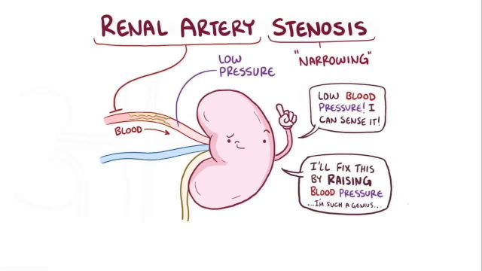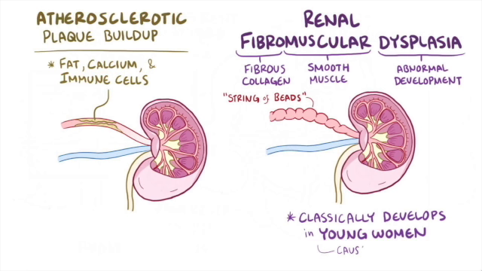Etiologies: atherosclerosis is the most common in the elderly. Also fibromuscular dysplasia, which is the most common cause in women under 50 years old. Clinical manifestations, suspect in patients with a headache and hypertension under 20 years or over 50 years, severe hypertension, hypertension resistant to 3 or more drugs, abdominal bruit, or a patient that develops acute kidney injury after the initiation of an ACE inhibitor therapy.